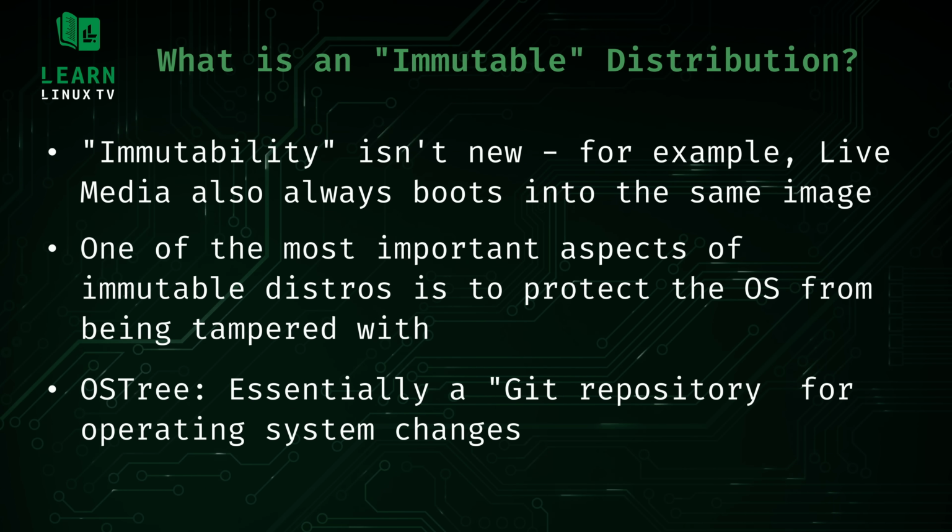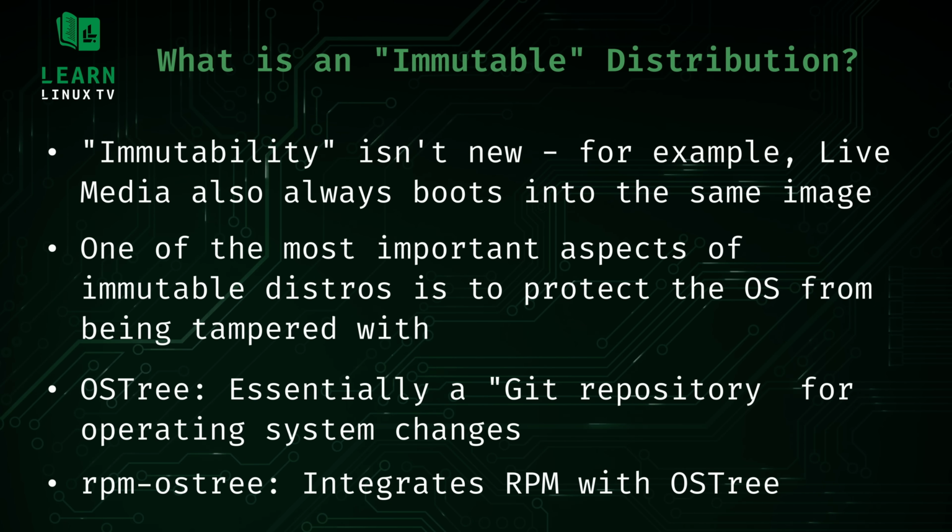For example, consider OSTree. This technology is used by Fedora Atomic and is kind of like a Git repository for your operating system. Basically, the entire OS file system is stored as a version tree of files, and updates create new commits. Another technology that's often used is RPM OSTree, which builds on OSTree itself and integrates it with the RPM ecosystem. In this configuration, the base OS image is immutable and RPM packages are installed as layers on top of it.